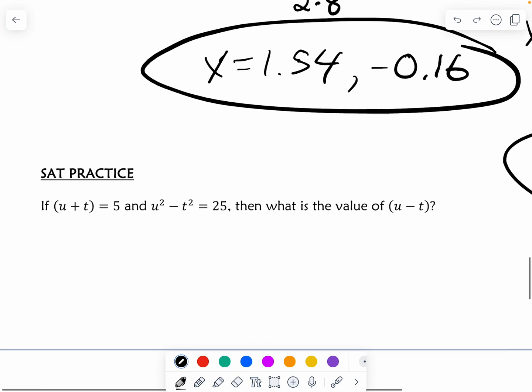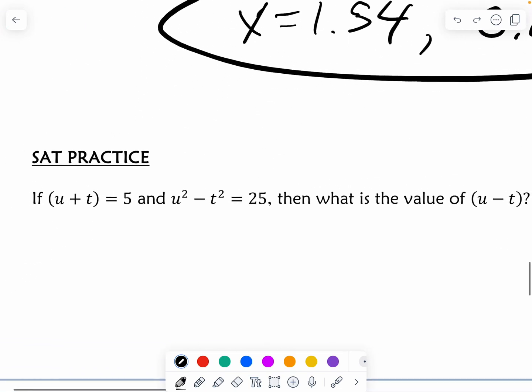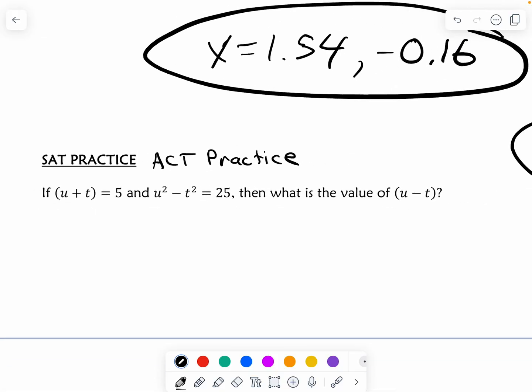Okay, last problem, and this says SAT practice. This is also an ACT type of problem that is based on the same skills that we've seen throughout this unit. So let's take a look and let's see if we can apply some of the skills that we've seen throughout the unit to this problem right here. So we know that u plus t is 5 and u squared minus t squared equals 25. What's the value of u minus t?